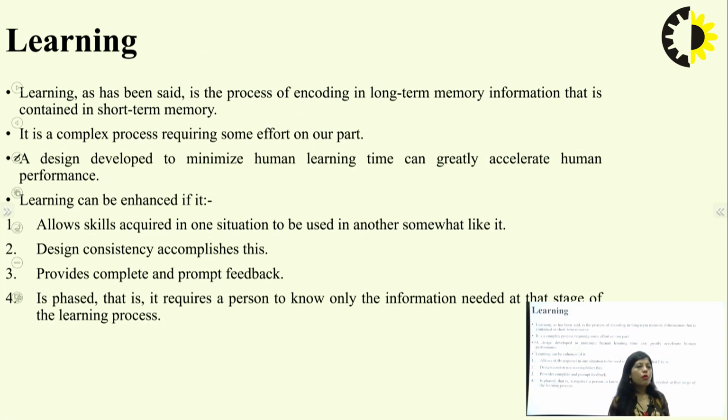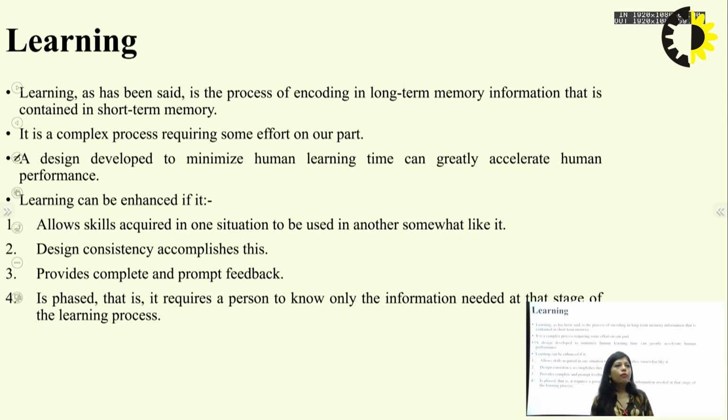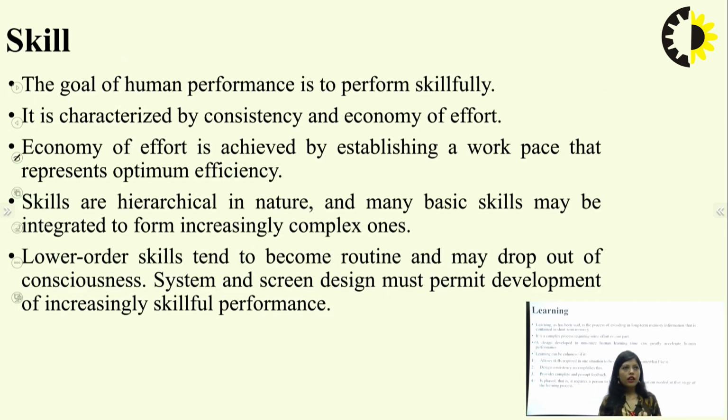Next characteristic is learning. Learning is the process of encoding in long-term memory information that is contained in short-term memory. So basically learning is a process in which the information in short-term memory is encoded in long-term memory. It is a complex process requiring some effort on our part. Learning can be enhanced if it allows skills acquired in one situation to be used. It provides complete and prompt feedback. It is phased, that is, it requires a person to know the information needed at that stage of the learning process. So these all are the characteristics of the learning process.